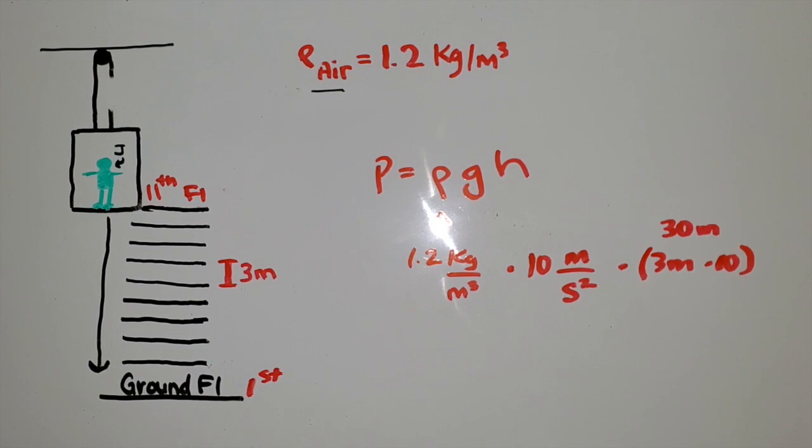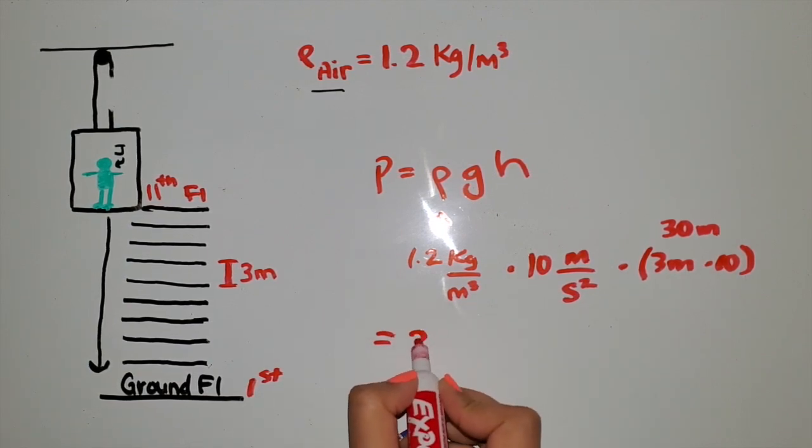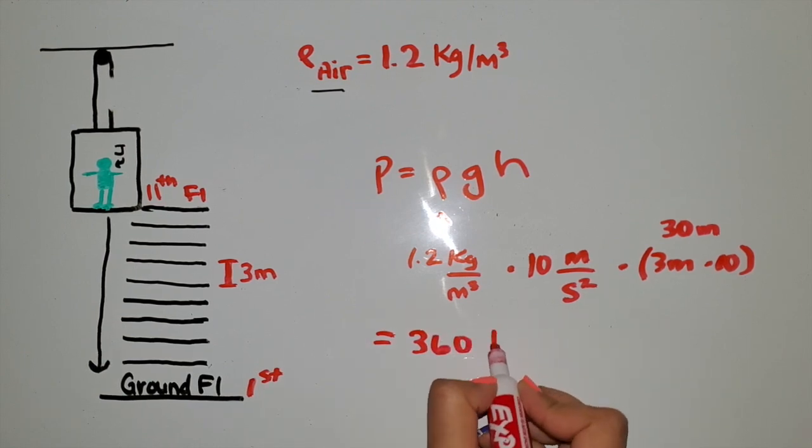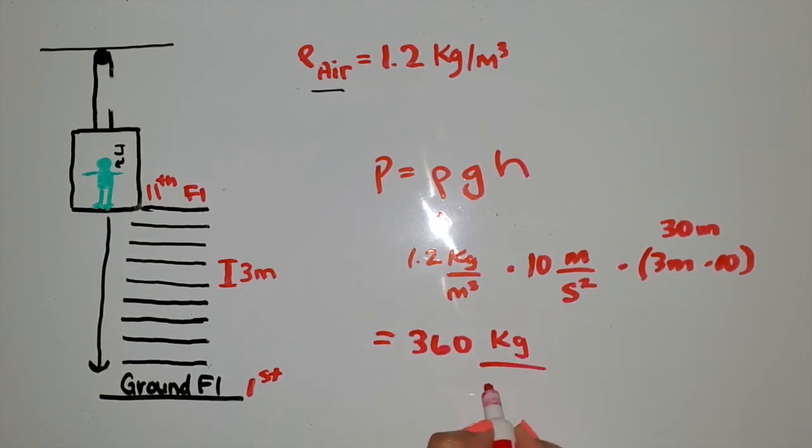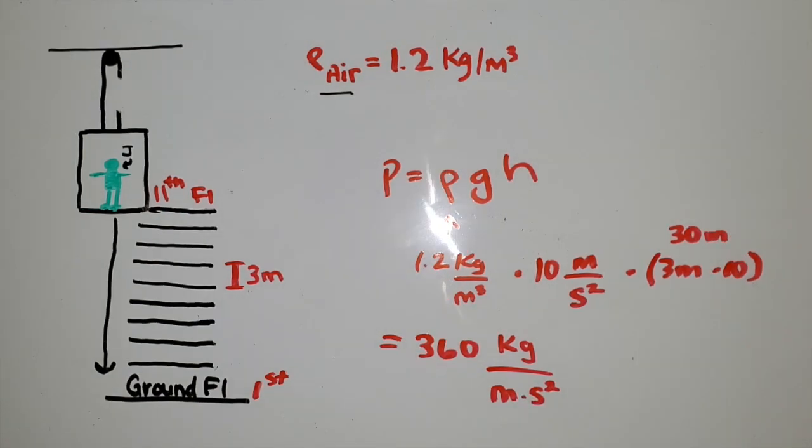Now, when you multiply all of this out, you should get 360 kilograms per meter times second squared, which in other words is newtons per meter squared. That means our answer is C, 360 newtons per meter squared.